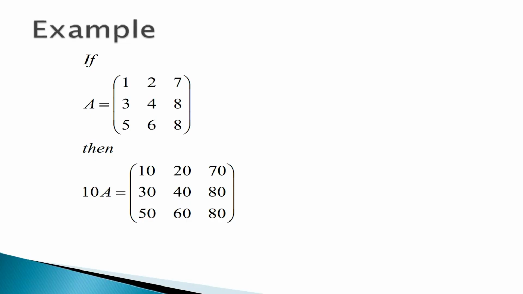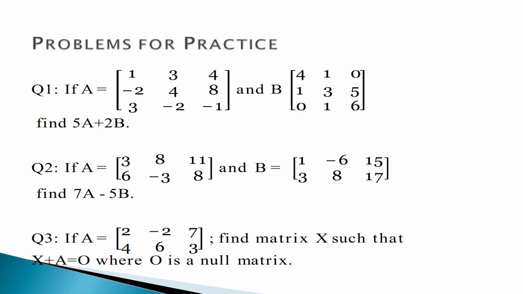Here is an example. Suppose A is a matrix containing the elements 1, 2, 7, 3, 4, 8 and 5, 6, 8. Then 10A, where 10 is a scalar and A is a matrix, becomes 10, 20, 70, 30, 40, 80, 50, 60 and 80. This is a problem given for your practice. Here, I work out one of the problems.